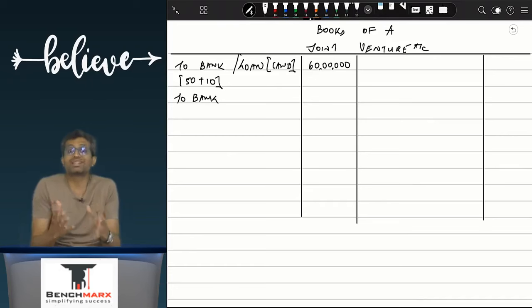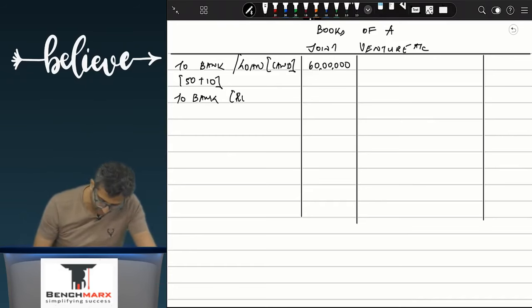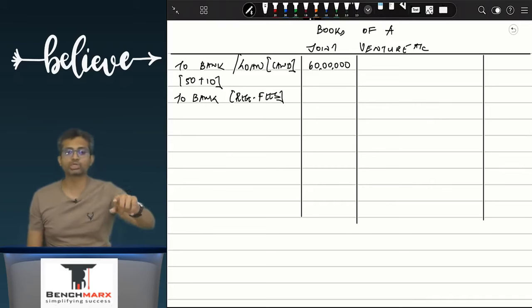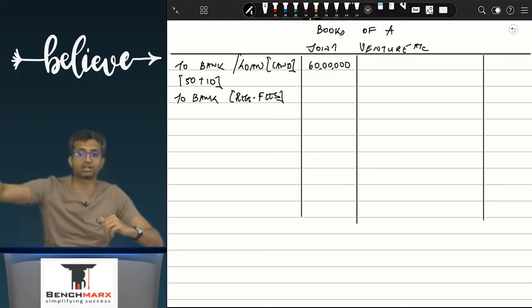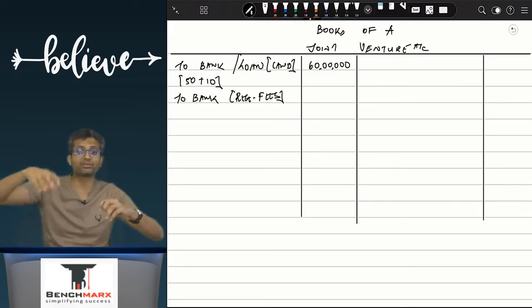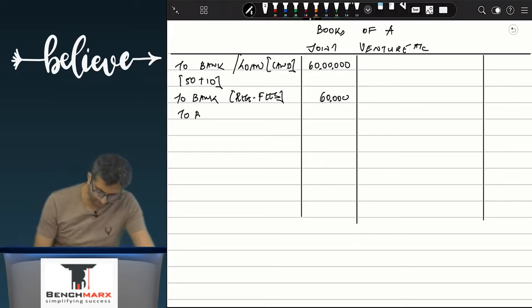Everything that you are spending is spending towards the joint venture. So over here, to bank, this is for the registration fees. In the books of accounts, if someone asks for the journal entry, someone will say registration fees account debit to bank. We will say, no. This registration fee is for the joint venture arrangement. So let us take all expense, everything in the joint venture only. So this is 60,000. Then again to bank for the interest. What is A paying for the interest? How much is that? 2 lakhs.